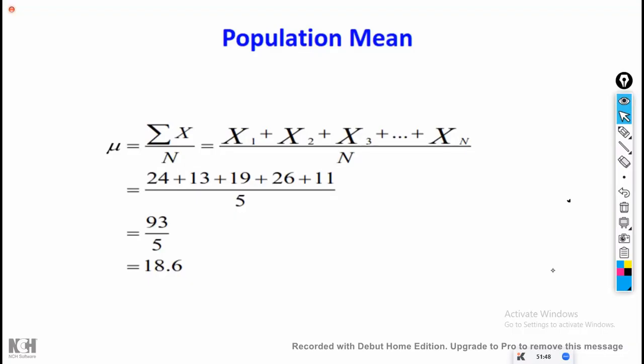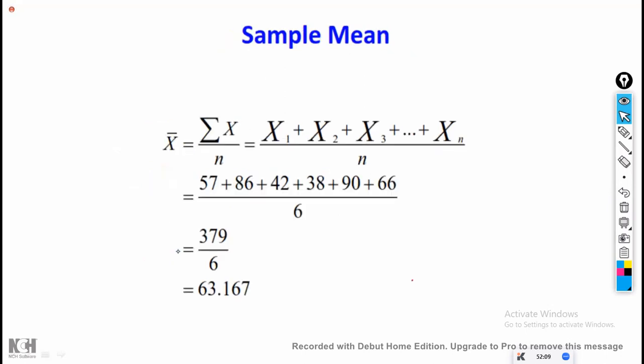For the given data set, if it is population data, mu = sigma x divided by capital N. Capital N represents the population data. Small n represents the sample data. So mu is the population mean, sigma x by capital N. You just add all the data points and divide by the population size.